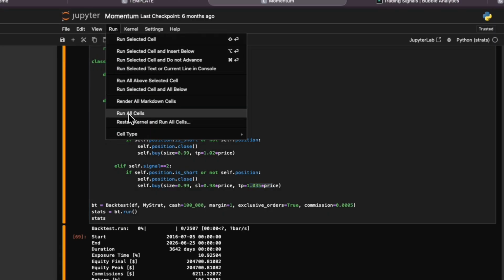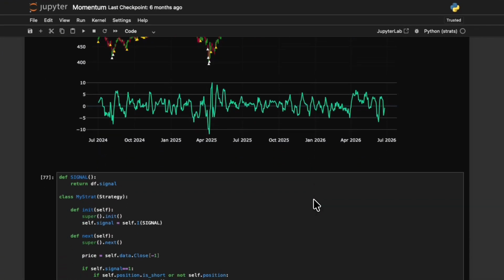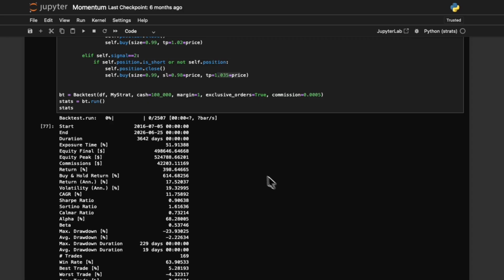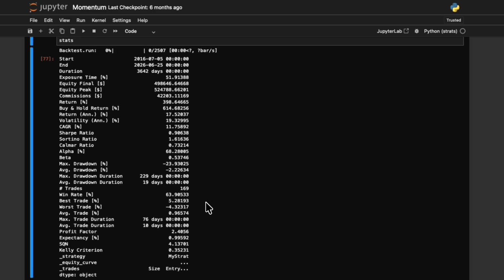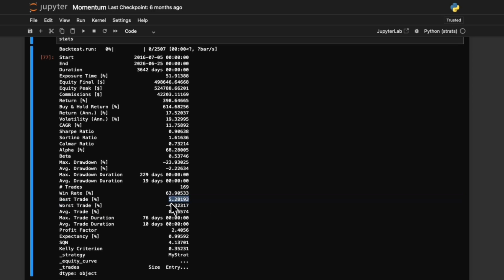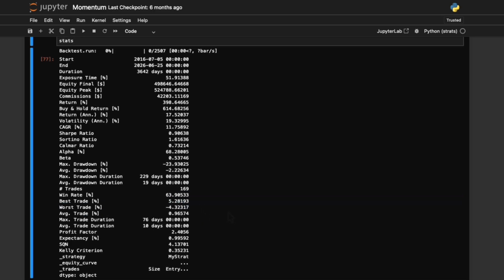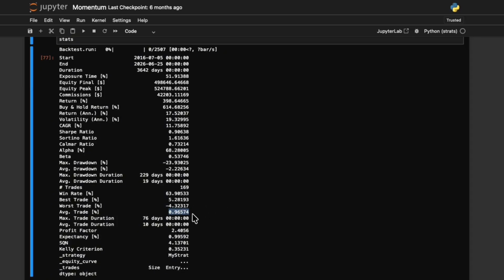So if I run everything again and have a look at the results, you can see that we're in the market 51% of the time, 52%. We made just under 400%, pretty decent. We have a lower drawdown metric compared to sort of buy and hold over 169 trades. We win 64% of them, just about. Best trade 5%, worst trade 4%. That'll be gaps. And the average trade makes just under 1%.